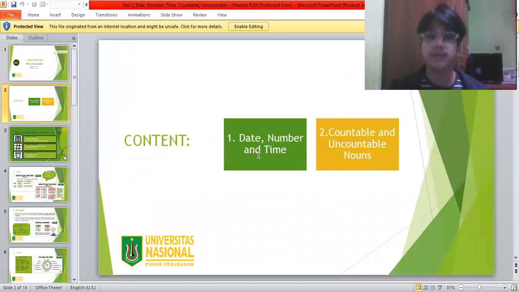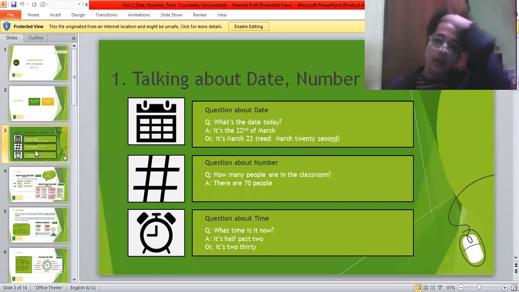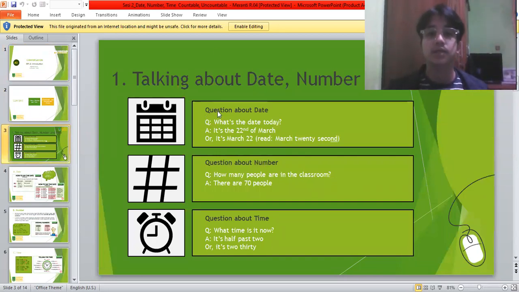It's about the date, number, time, and also countable and uncountable. So we're going to learn about that. All right, let's get to the material. This is the example of how we talk about the date. This is the example of how we ask about the date. Like, what's the date today? It's the 25th of March.